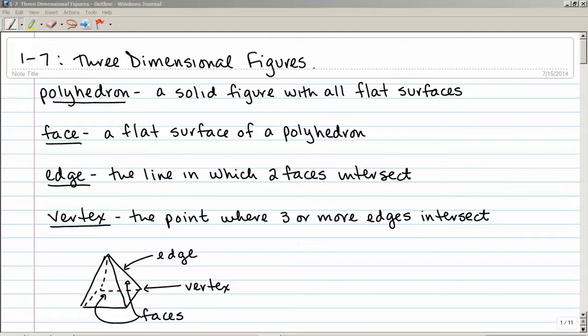A face is any flat surface of the polyhedron. An edge is the line in which two faces intersect each other. And a vertex is the point where three or more edges intersect.